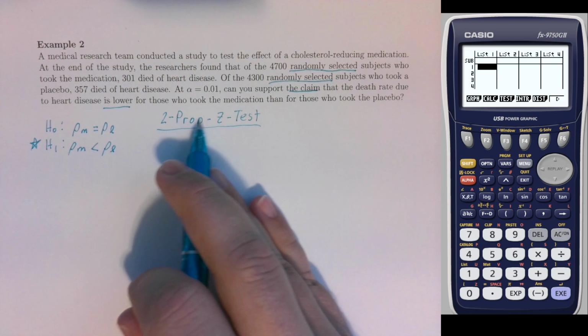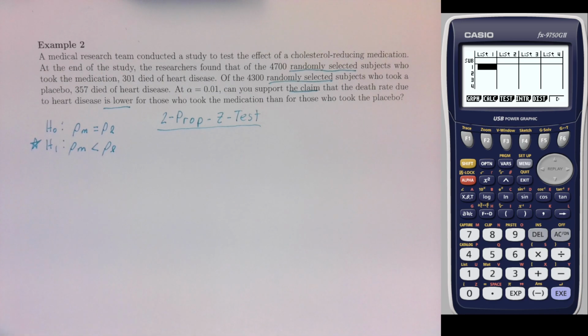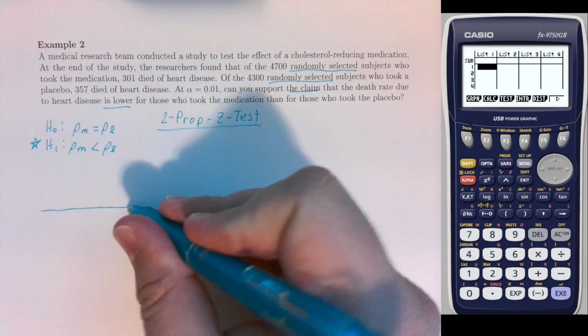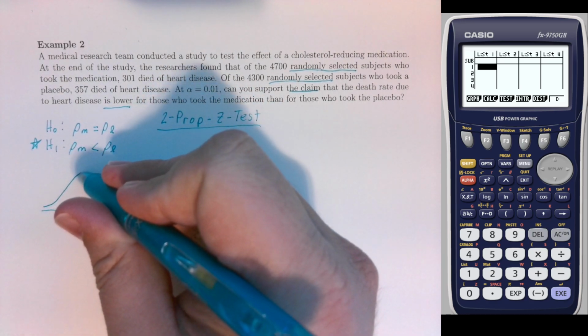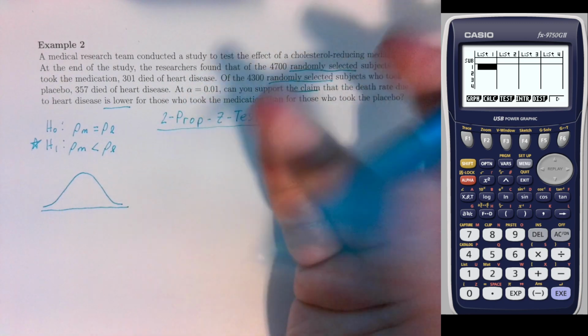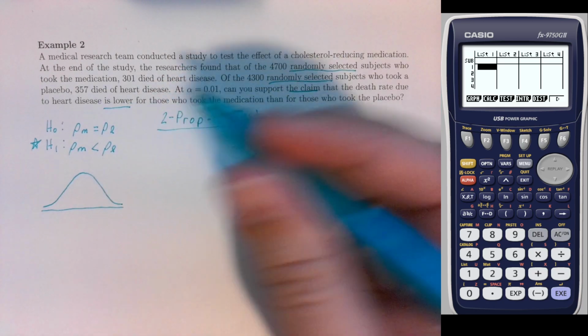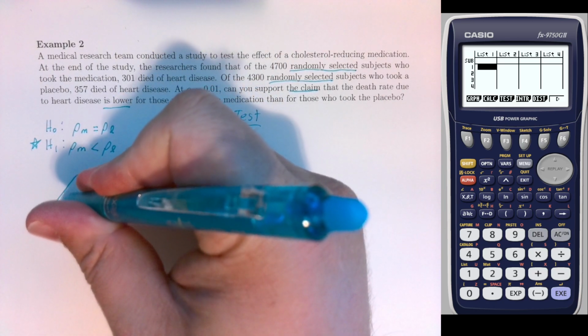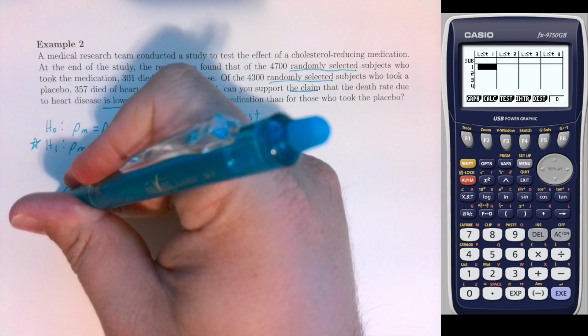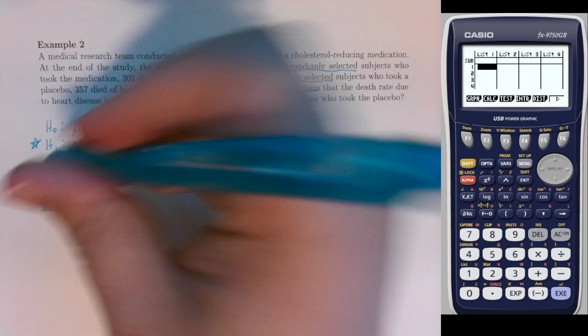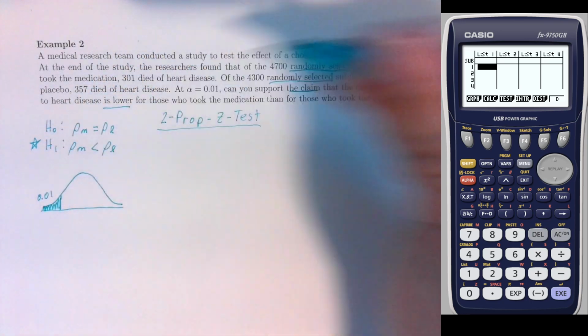Since this is a 2 prop z test, this type of distribution is normal. So I'm going to draw a normal distribution. And because the alternative hypothesis is less than, it's a left-tailed test with the area to the left equal to 0.01, our alpha value.